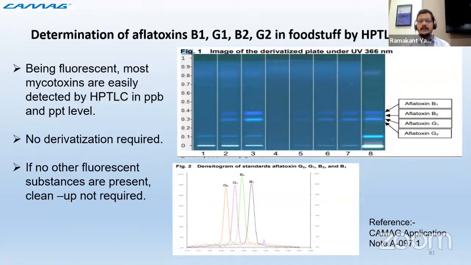In food samples, the presence of aflatoxin is not permitted. The limit is 0.5 ppb as per FSSAI guidelines. So up to that sensitivity, by using HPTLC we can detect the aflatoxins B1, B2, G1, G2 from food samples like stored grains, etc. So this is a very good method available on the website.